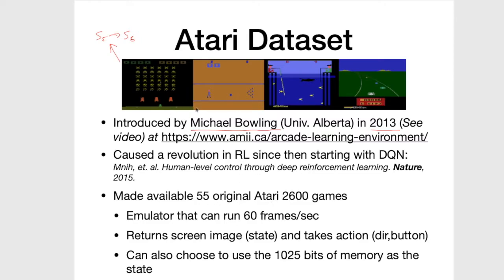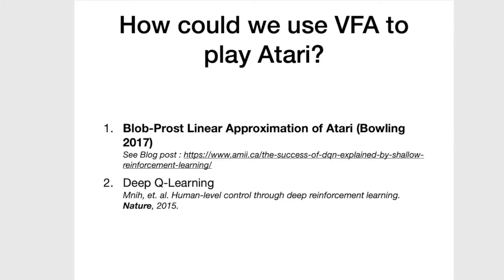But the data set was essentially every frame. If you had an action, what would happen next? And it's just deterministic. And so you can represent the game state. You could also represent the internal state of the machine in those 1,025 bits of memory, and just use that directly and not use the image, which is interesting.